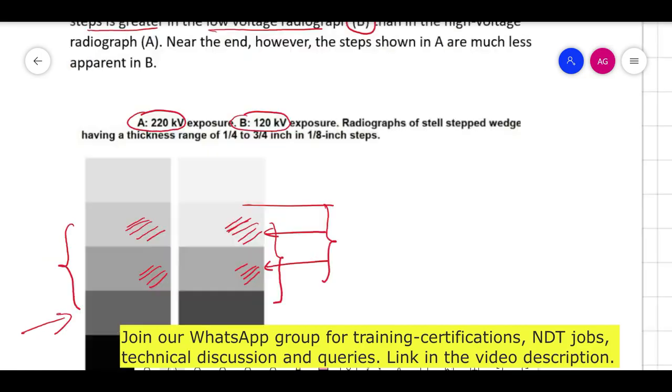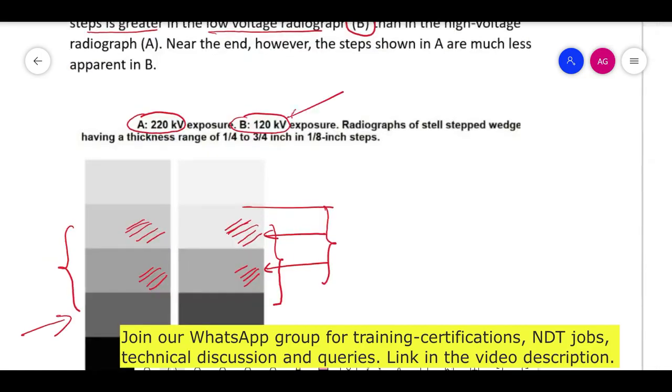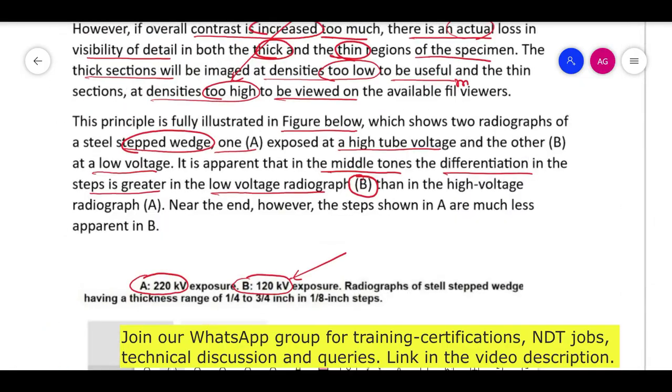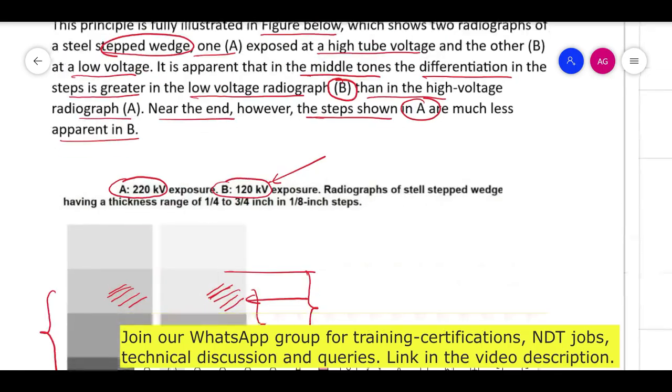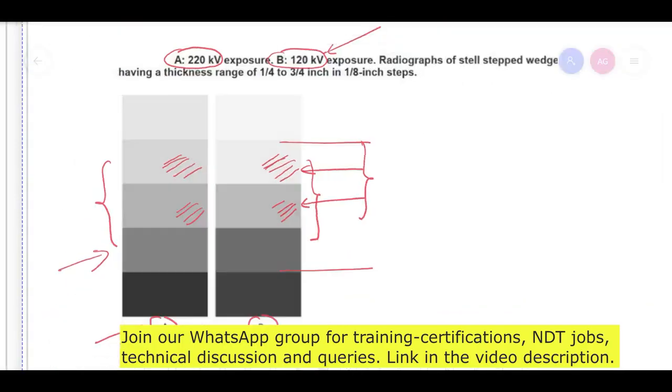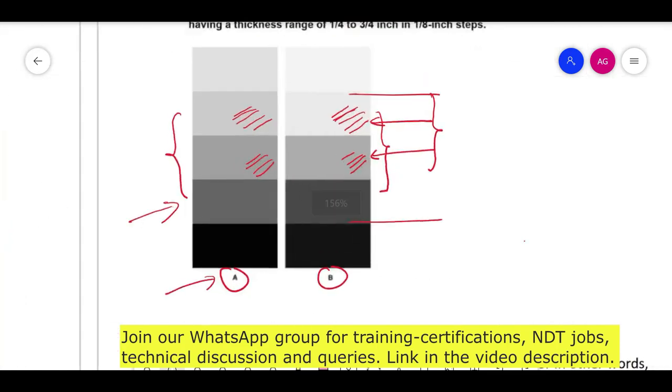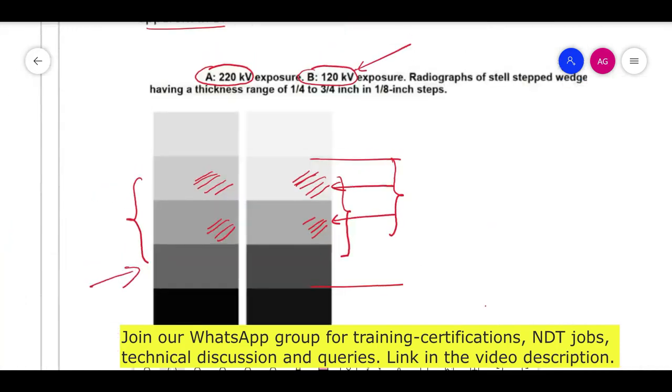So, what will we know from this? That in 120 kilovoltage, in the middle portion, you get a good density difference. Whereas in the high voltage radiograph, A is better near the end. Okay, and wherever the step is seen in A, it is much less visible in B. So where is the end portion? In the end portion, you will get a good image in A. End portion means this portion. You can compare both of them.